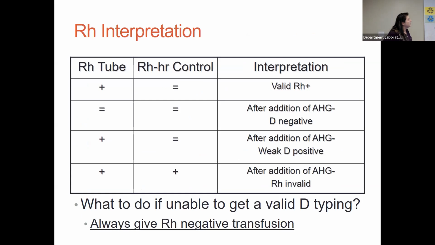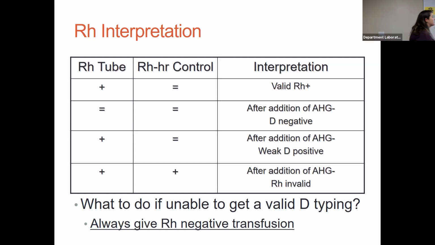All right, so here are some scenarios. If you're doing your testing and your RH tube is positive, your control is negative, what do you report your patient as? RH positive. What if your RH tube is negative and your control is negative? What do you report your patient as? RH negative. What if your RH tube is positive after AHG phase of testing and your control is negative? How do you interpret that test? Your patient's weak D positive, they're RH positive. Okay. What if after AHG phase of testing your RH tube is positive and your control tube is positive, that is an invalid RH. You can't report out that patient's RH, okay?